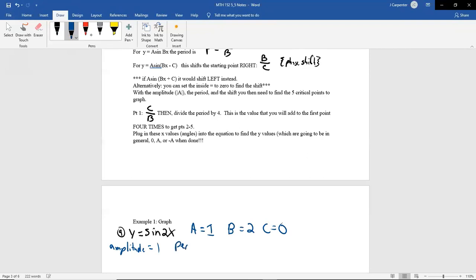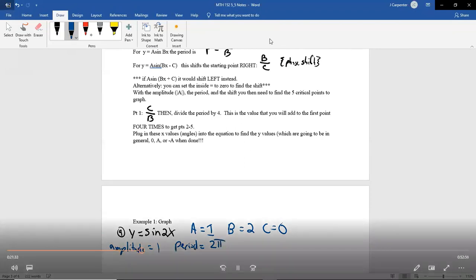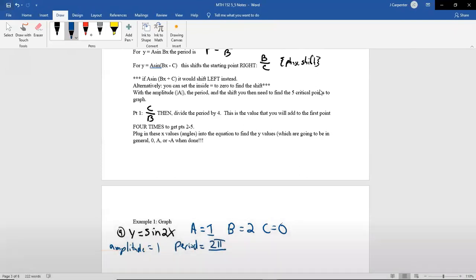The period, this is where we take the period of the regular sine function, which was 2 pi, but then we divide it by this thing that governs the speed. That's the idea. The period of a sine function is 2 pi, and we take that and divide it by the thing that makes it move faster. The thing that makes it move faster is the number in front of the variable. And 2 pi divided by 2 happens to be pi.